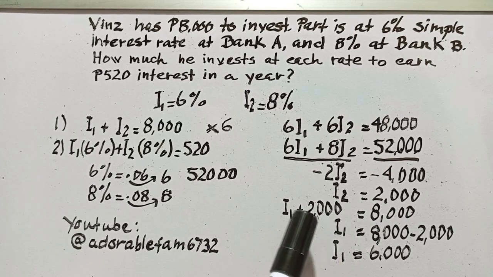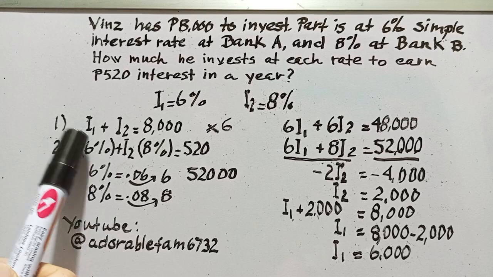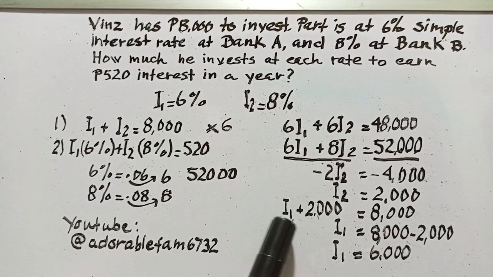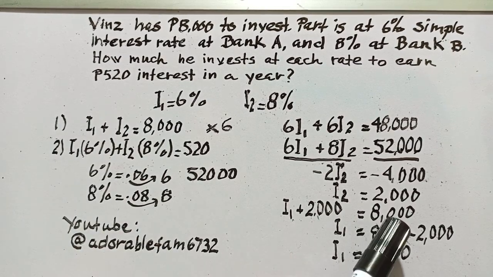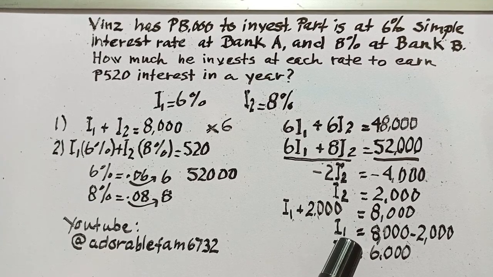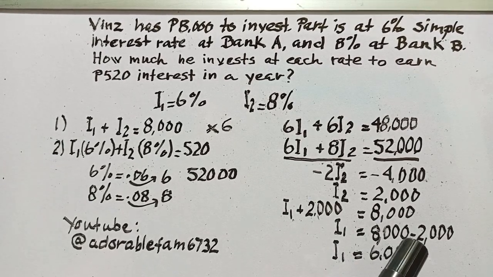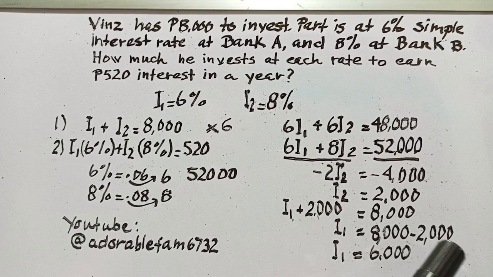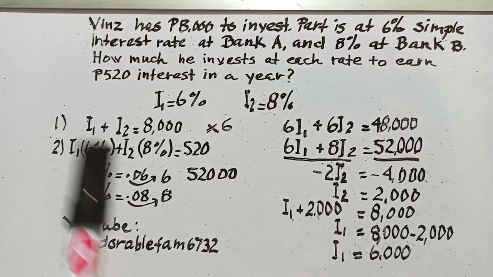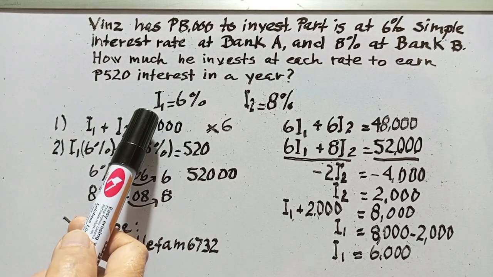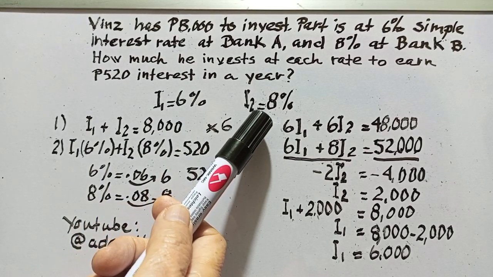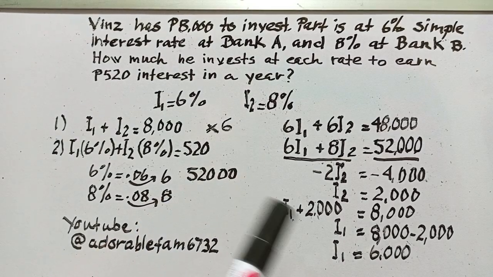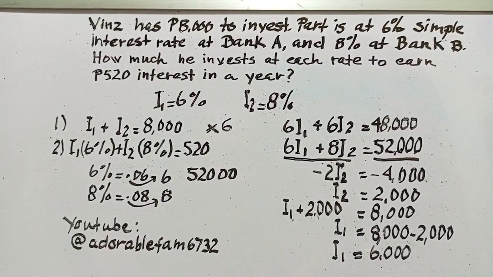Now to solve for I sub 1, we will substitute this in the first equation. Now I sub 1 plus 2,000, which is our I sub 2, equals 8,000. To solve for I sub 1, we have 8,000, and then transpose 2,000 to the right, change the sign. So I sub 1 is equal to 6,000. The first investment at 6% is 6,000. The second investment at 8% is 2,000.